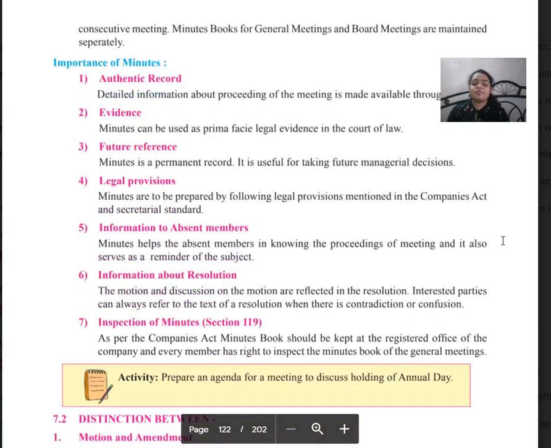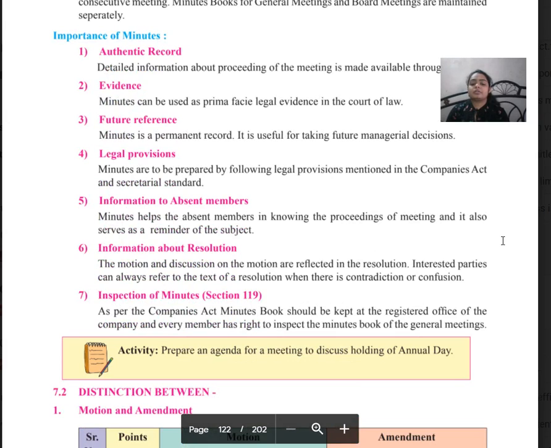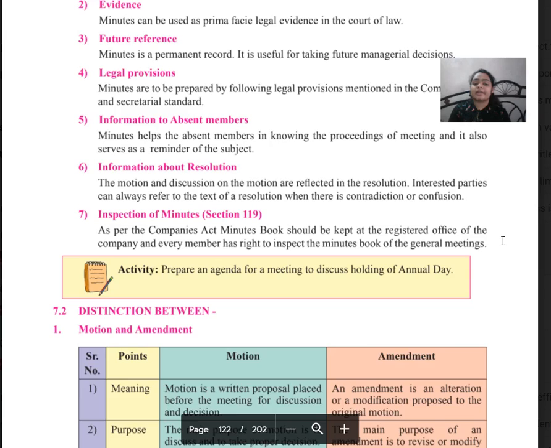Then, inspection of minutes. As per the Companies Act, the minutes book should be kept at the registered office of the company, and every member has a right to inspect the minutes book of the general meeting. Everything written in the minutes book can be inspected by every shareholder or member of the company, and hence it is to be kept in the registered office. The secretary has the entire knowledge of which book is kept where, what books are to be shown to the members, and what is to be discussed in case there is any discussion related to an earlier chapter.